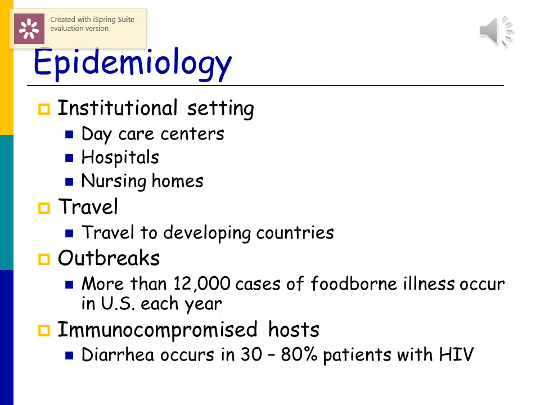Also, hospitals and nursing homes are at risk for more GI types of infection. Traveling to developing countries is also going to give a person possibly a risk for GI infection. There are more than 12,000 cases of foodborne illness that occur in the U.S. each year, and this is only the reported cases.